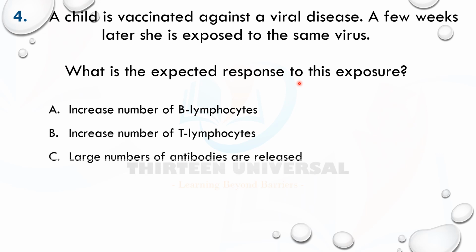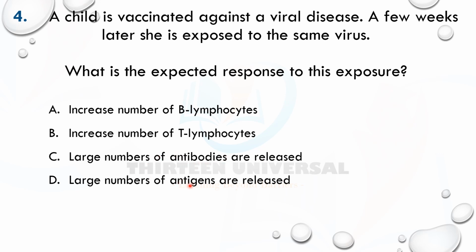Once she's exposed to this virus, there is an increased number of B lymphocytes. Yes, that's going to happen. Increased number of T lymphocytes, that will happen. But what are we expecting to happen? Large numbers of antibodies are released. Yes, this is it. This is what we're expecting.